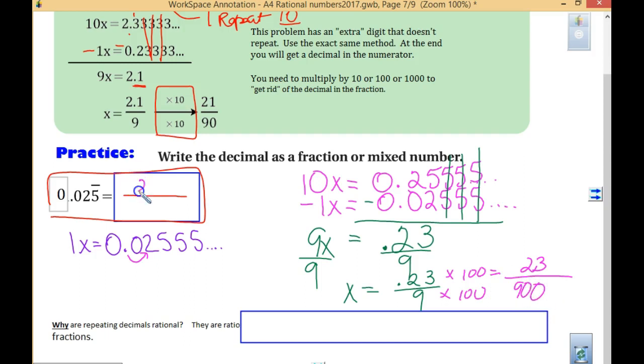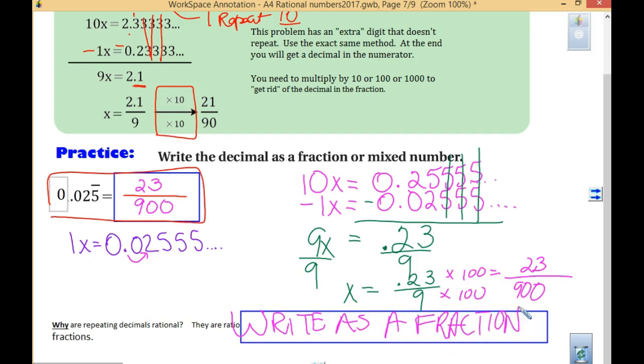Check it on your calculator. 23 divided by 900. Punch it in. So when we do that, yours might show us 0.025555 and then a 6, right? Because it rounds at the end. And then it says, why are repeating decimals rational? Because we can write them how? We can write as a fraction. It all comes back to writing as a fraction, okay?